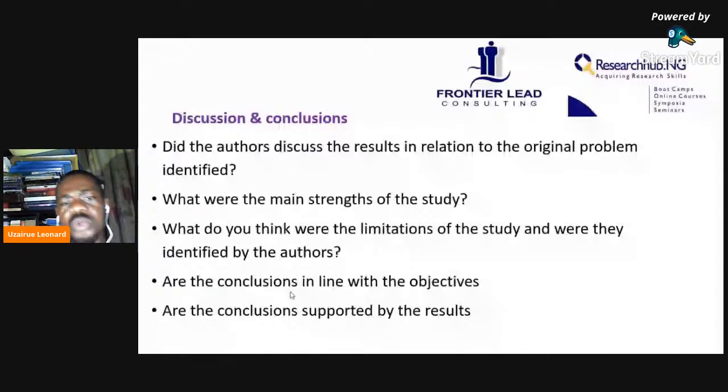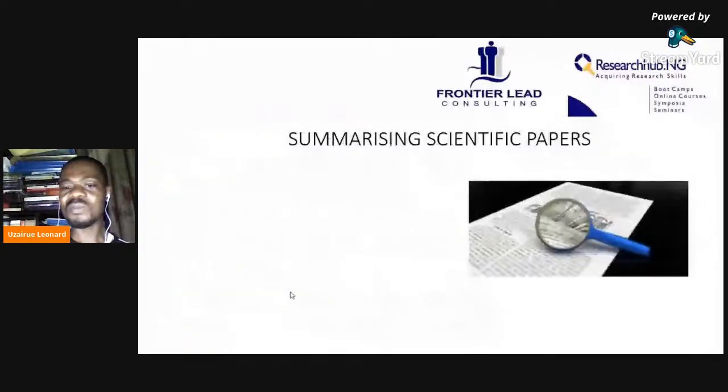Now, how do you summarize a scientific paper? For you to summarize a scientific paper, there are certain things you must bear in mind, because summarizing a scientific paper adequately will form the basis upon which you are going to build your own research. You don't start your research yourself, cite yourself, and finish research with yourself. You consult other literature.